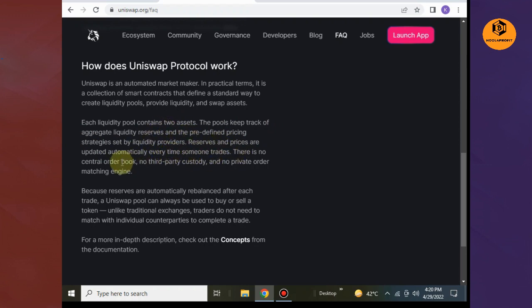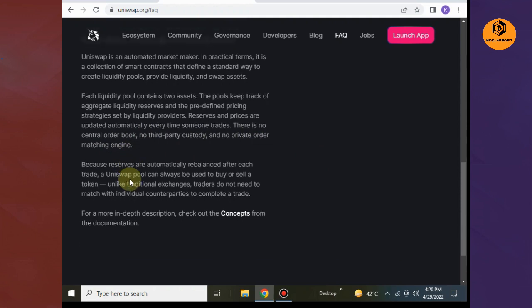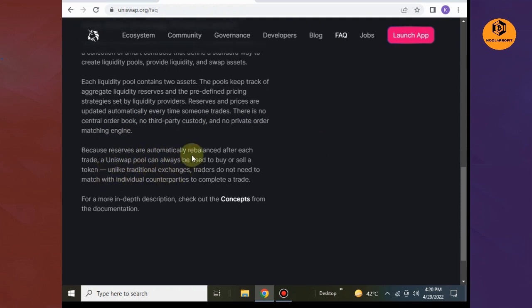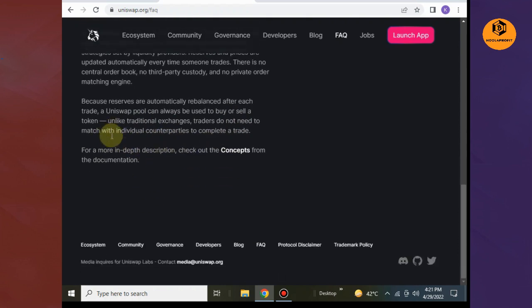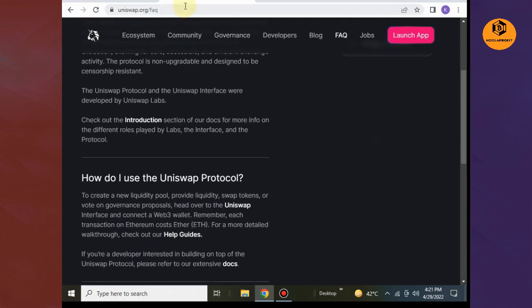Reserves and prices are updated automatically each time someone trades. They are saying there's no central order book, no third party custody, and no private order matching engine, because reserves are automatically rebalanced after each trade. So the Uniswap protocol can always be used to buy or sell a token. Unlike traditional exchanges, traders do not need to match with individual counterparties to complete their trade. For more description, you can check out this link. So this is all about what you want to know about Uniswap.